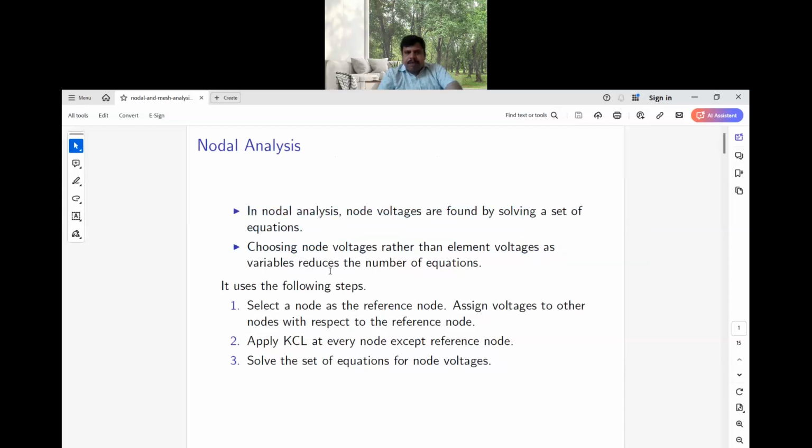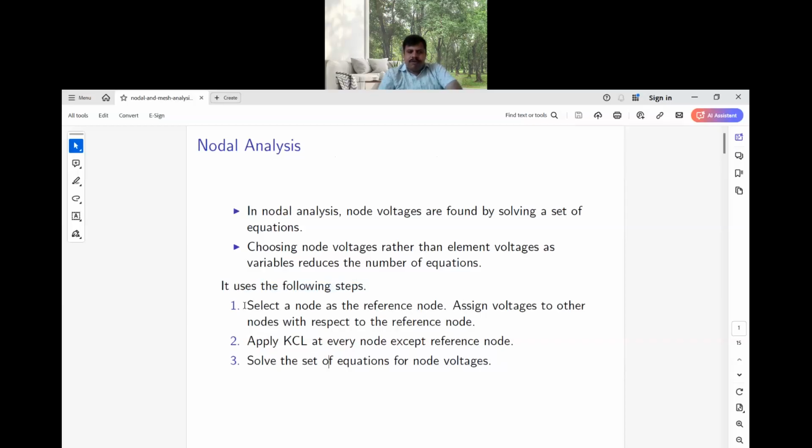Choosing the node voltages is a very crucial part of this analysis, because the number of nodes we choose determines the equations. That is, if we choose four nodes, then four equations will come for the application. So basically, these are the steps involved in applying nodal analysis.